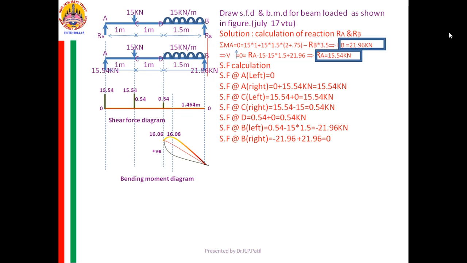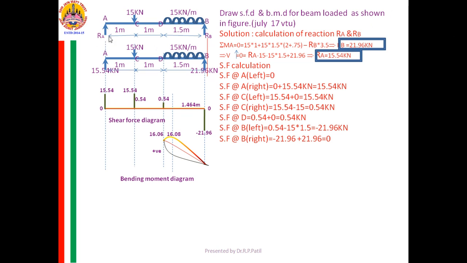Then lastly SF at left of B is minus 21.94. Plus means above the line, minus below the line. Now we have erected the SF at all important points. Now complete the diagram based on the nature of variation of the SF. How are you deciding it?